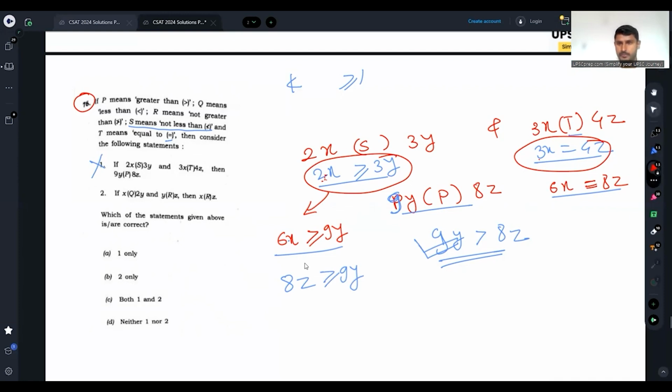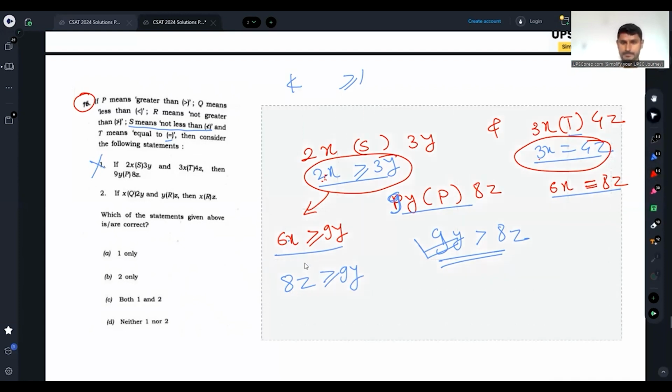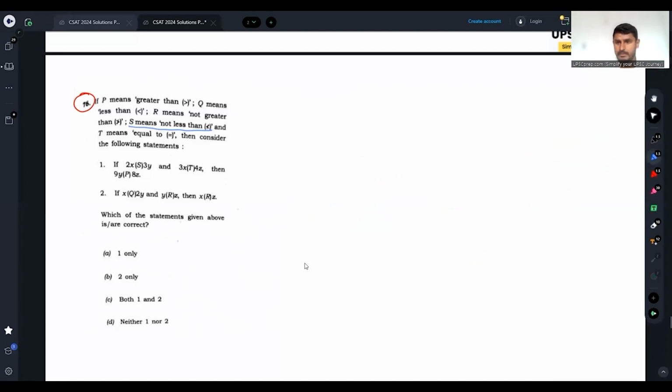Now let's come to statement 2. It says x Q 2y. What does Q mean? Q means less than. So x is less than 2y. And y R z. What does R mean? R means not greater than, so it should be less than or equal to. So y is less than or equal to z. And what do we have to prove? x R z. So x is less than or equal to z. That we have to prove.